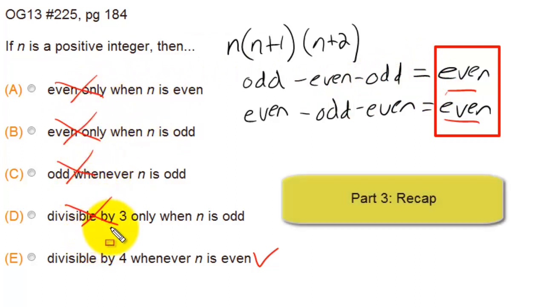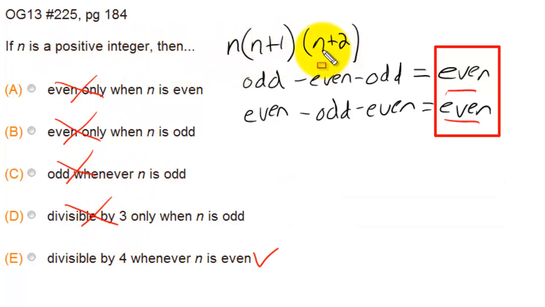So again, as a recap, we looked at this question. We noticed it's basically 3 consecutive integers, identified the 2 possible types of patterns you can have, recognized that those 2 patterns resulted in the same result, and then applied that thought process to eliminating answer choices and arriving at choice E.